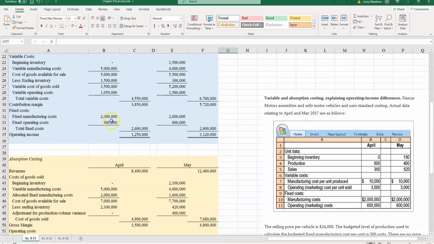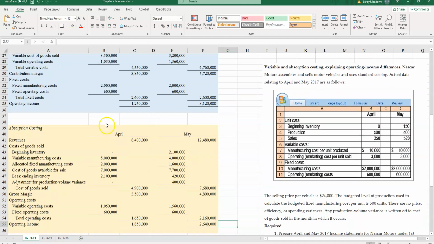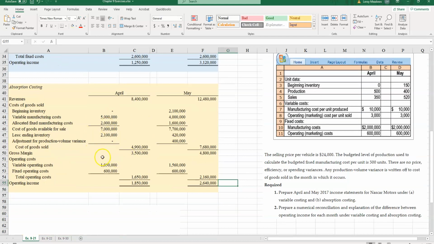Under variable costing, fixed manufacturing costs are expensed in their entirety, no matter what beginning, ending inventory is, because under variable costing, we're considering that a capacity-related cost, so we're going to expense that off in its entirety. Under absorption costing, fixed manufacturing costs, just like variable manufacturing costs, will end up in inventory first and only expensed off as units are sold.